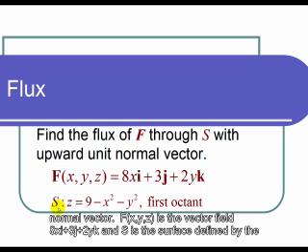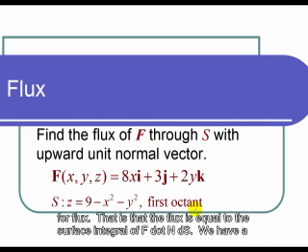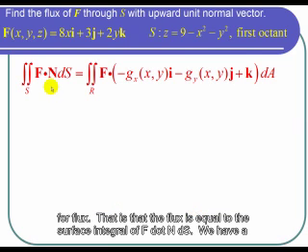And S is a surface defined by the function z equals 9 minus x squared minus y squared, restricted to the first octant. So let's first recall the formula for flux, and that is that the flux is equal to the surface integral of F dot n dS.